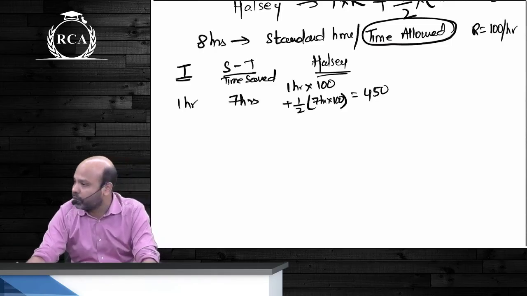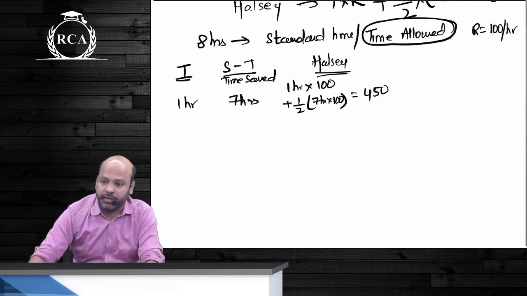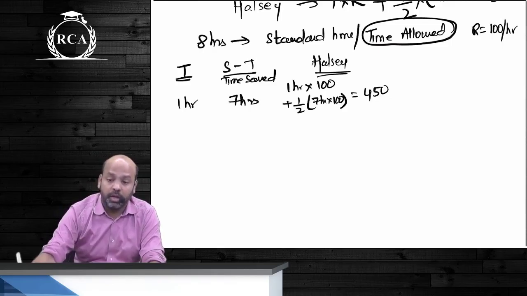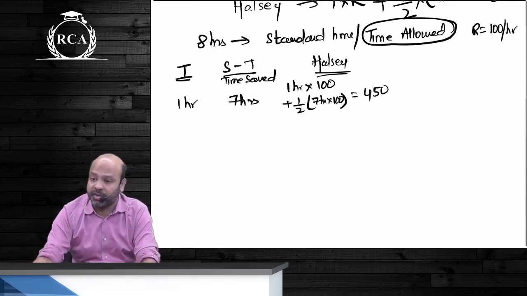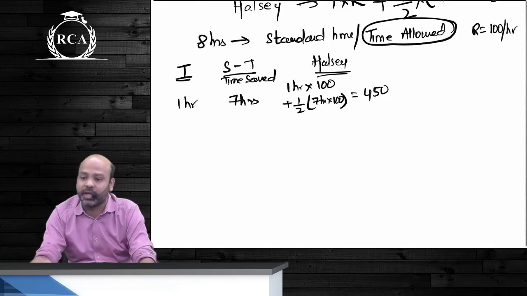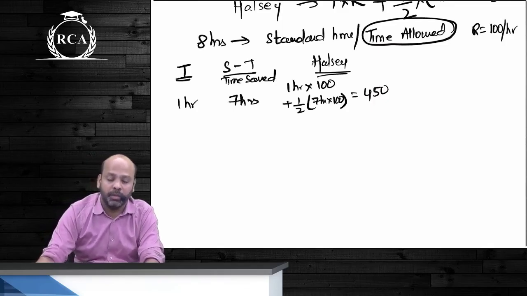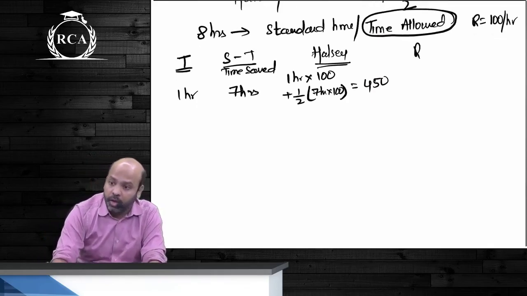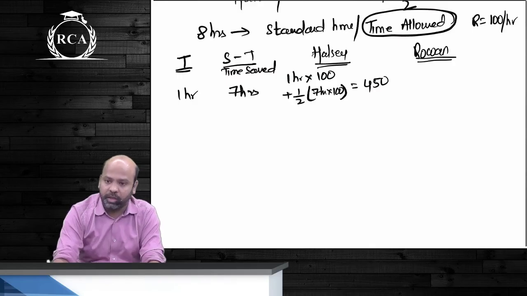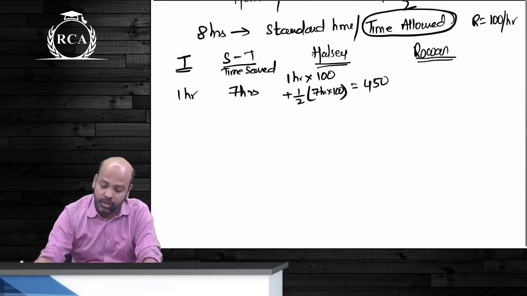Are you all following? Yes or no, kids? 1 hour into 100 rupees is fixed. Without any incentive, you will anyways get that 100 rupees. With incentive, you're getting that extra 350 rupees incentive. The total wages beta will become 450. What if it is Rowan scheme beta? Manoj, tu bol.